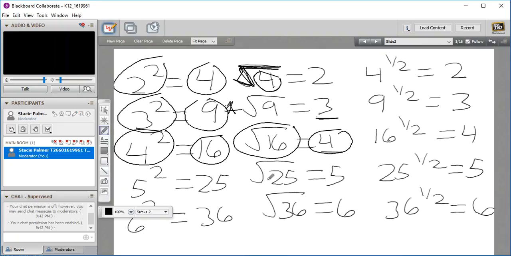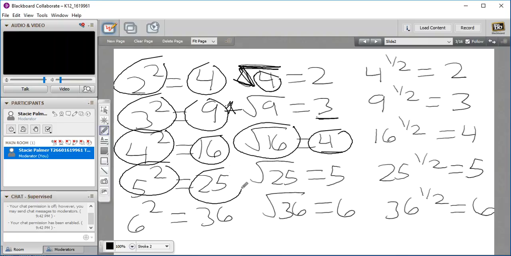Okay, let's look at another one. The square root of 25 is 5. And that's because 5 squared is 25. Now let's go ahead and look at the last one, the square root of 36. So we're trying to figure out, what do we multiply by itself to get to 36? We know that that would be a 6. Okay, 6 squared is 36.